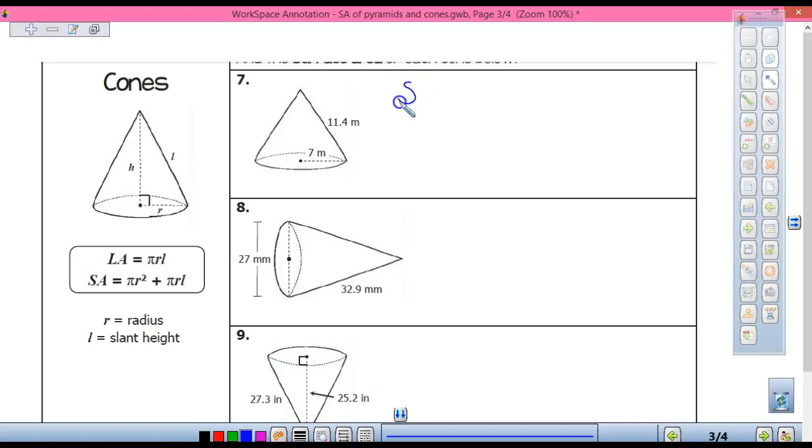So surface area equals 1/2 times the perimeter of my base. Perimeter is the same as circumference. Come on, you were going to go home and study those formulas last night. 14 pi, 2 pi r, times what's my slant height? 11.4. Plus the area of my base.